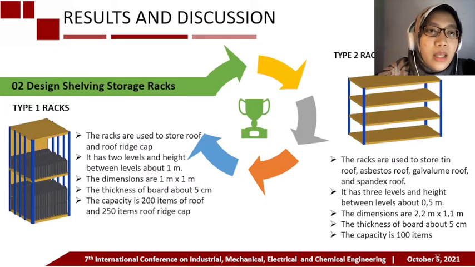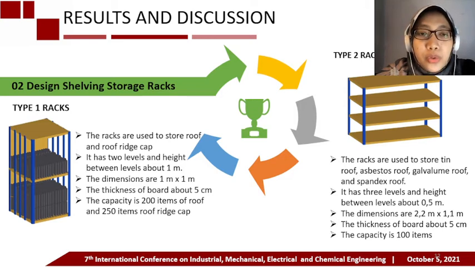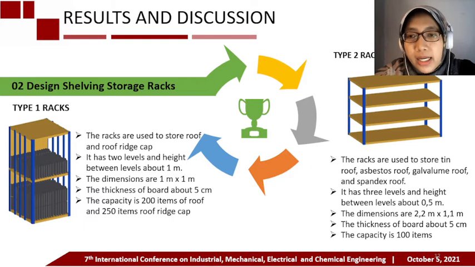And the second step, design shelving storage rack. There are two racks. Type 1 rack is used to store roof and roof ridge cap, and it has 2 levels and height between levels about 1 meter. The dimension is 1 meter by 1 meter. The thickness of board is about 5 centimeters, and the capacity is 100 items of roof and 150 items of roof ridge cap.